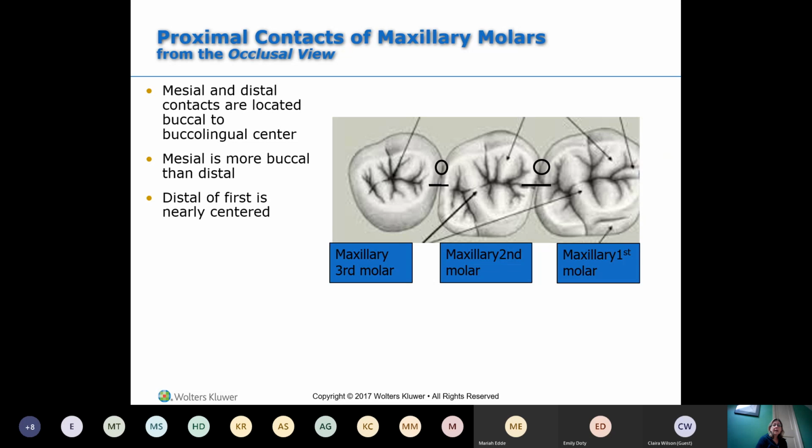Contact points, this just re-illustrates. This black line shows you where the center of the tooth is. If we were to cut these teeth in half, buccal and lingual, right down the middle, you'll see the contacts are more toward the buccal. They're more on the buccal side of the tooth.